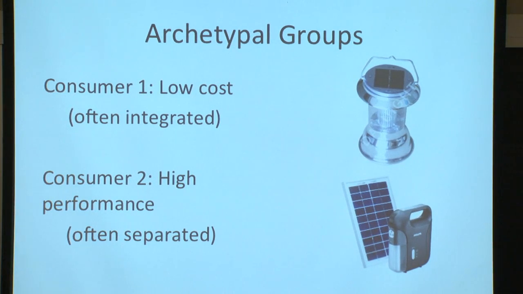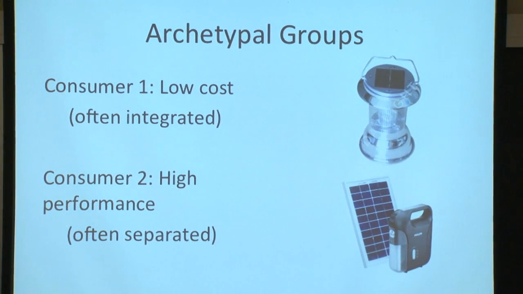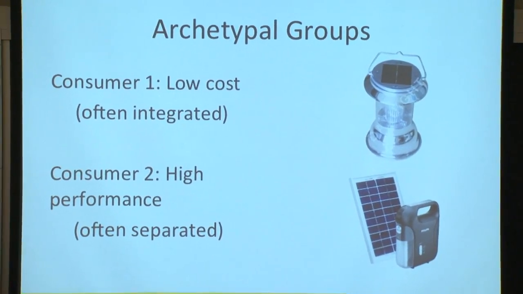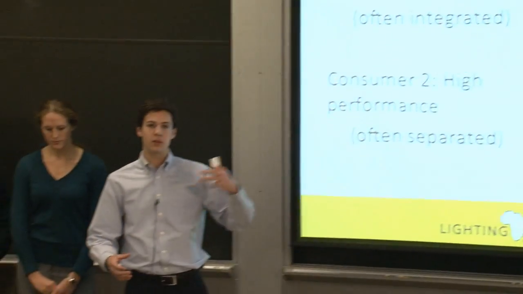The second consumer we looked at is a higher performance device. And so this is a consumer who maybe has a little bit more money, although still very poor relative to our standards. And then often these devices are separated, so you have a separate solar panel that goes out during the day, and then you'll bring either the solar panel in or leave it outside, and maybe there's a cable that connects it. And sometimes these are even on the roof. And these have some added features that I'll talk about in a little bit.